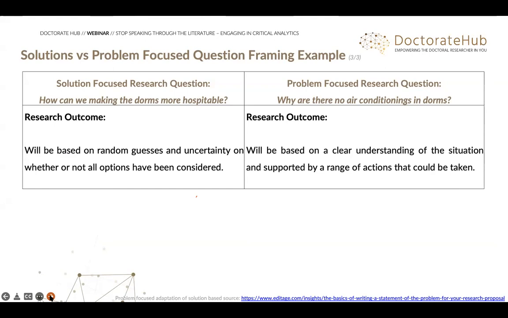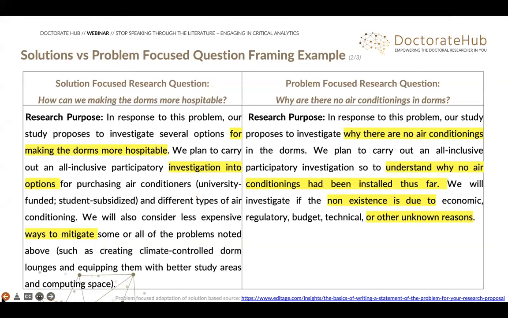And obviously, if you read the literature with a solution focus, you would just read it with a view on more hospitable. This is what you would ask Google or your search engine of choice. How can we make dorm rooms more hospitable? How can we finance air conditioners? What are the financing plans? So whatever comes to your mind, but that's not how research should work.